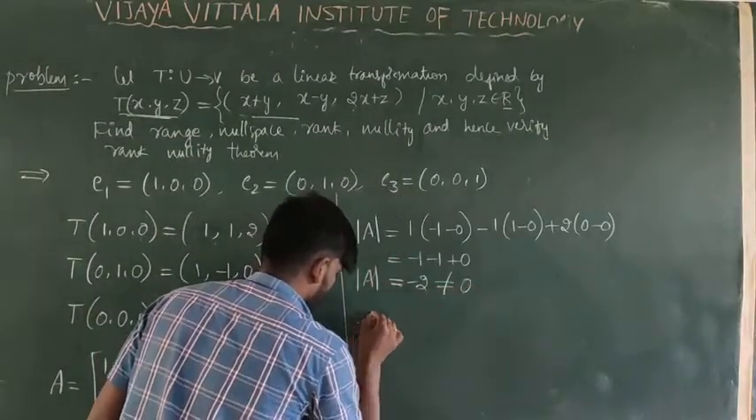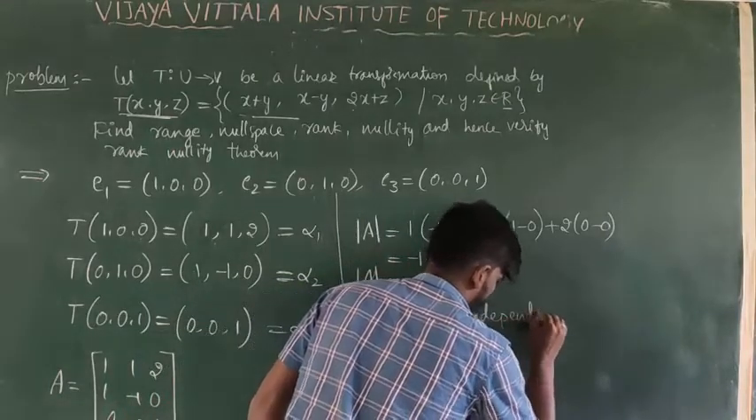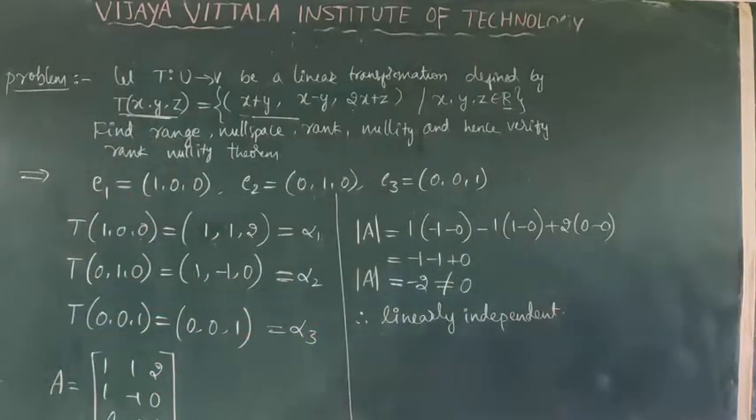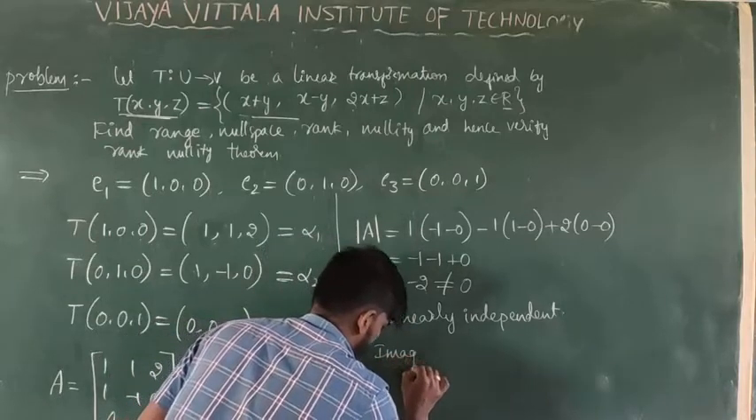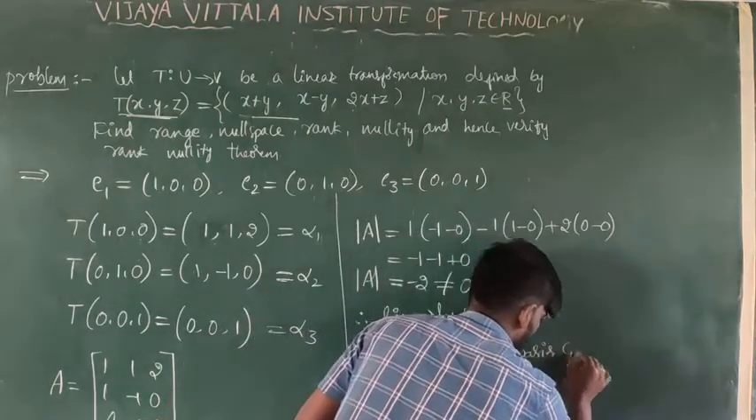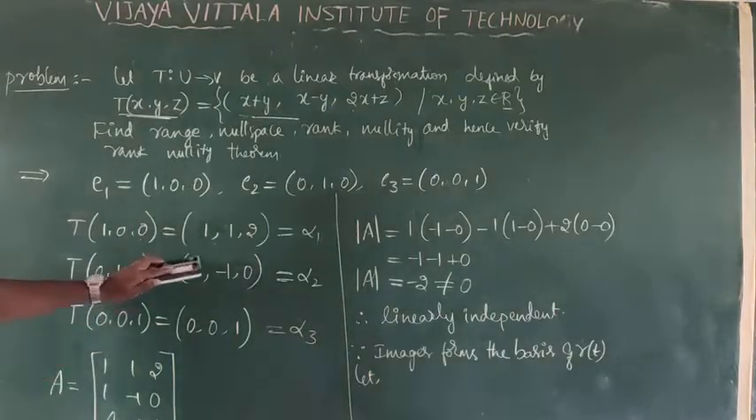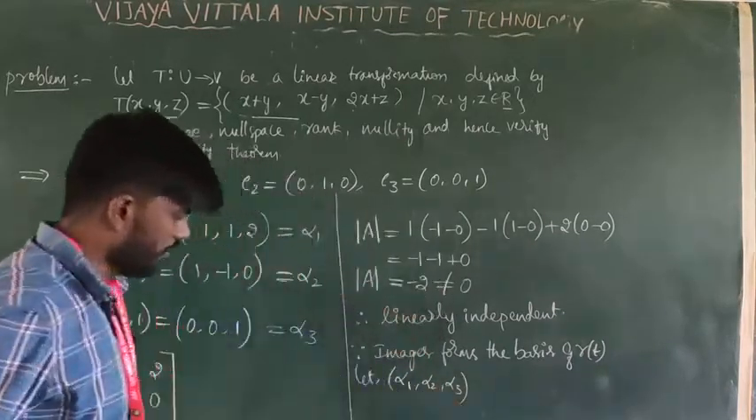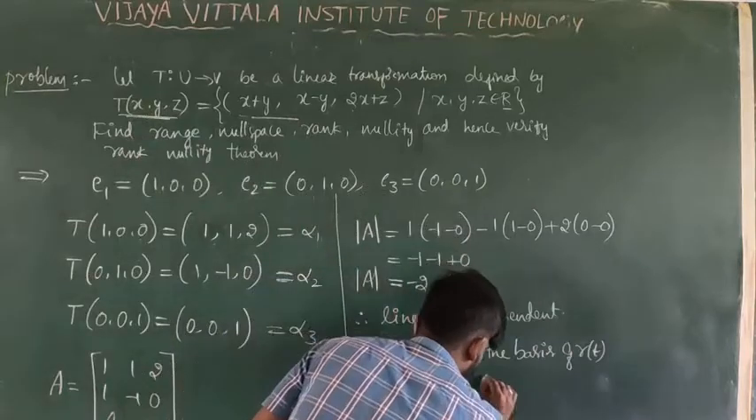Since the matrix is linearly independent, the images form the basis of R of T. The images are alpha 1, alpha 2, alpha 3. These three are linearly independent.